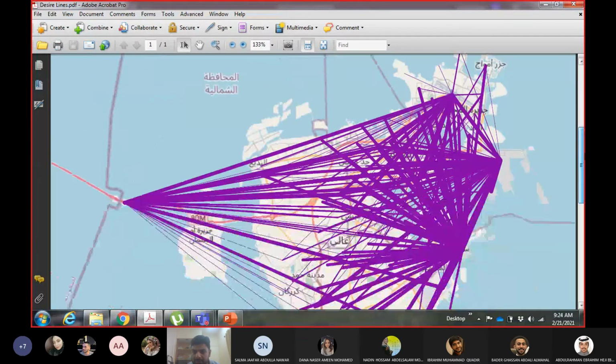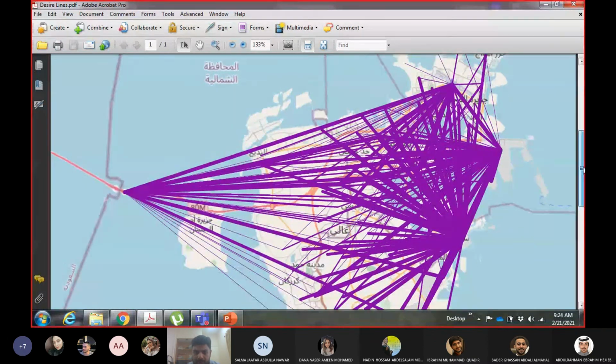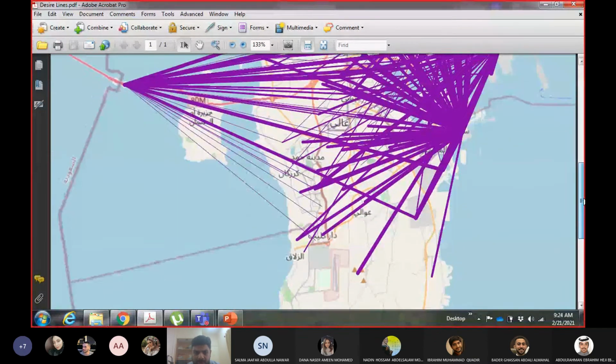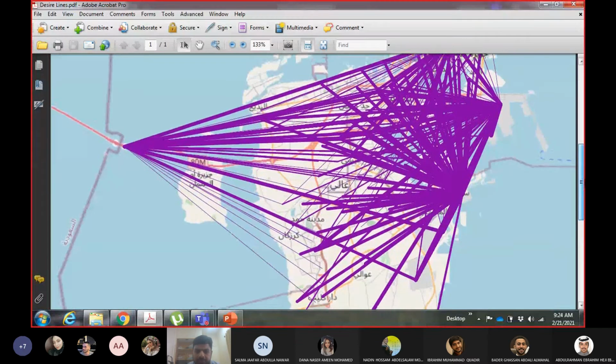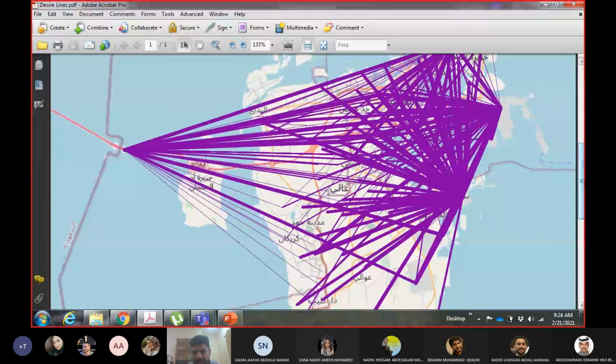You can see this is the port area. Can somebody imagine which one is the airport? But anyways, these desire lines are basically coming from the ports and the airport in Bahrain, because they are for freight transport. Okay, and they are going towards the warehouses and the market areas and commercial hubs and so on.